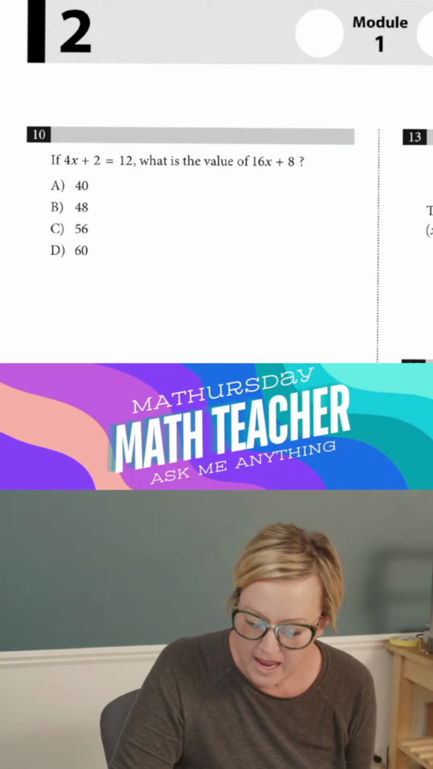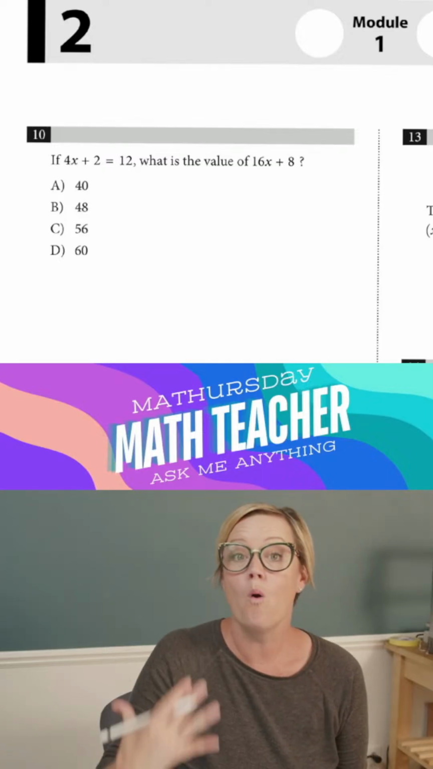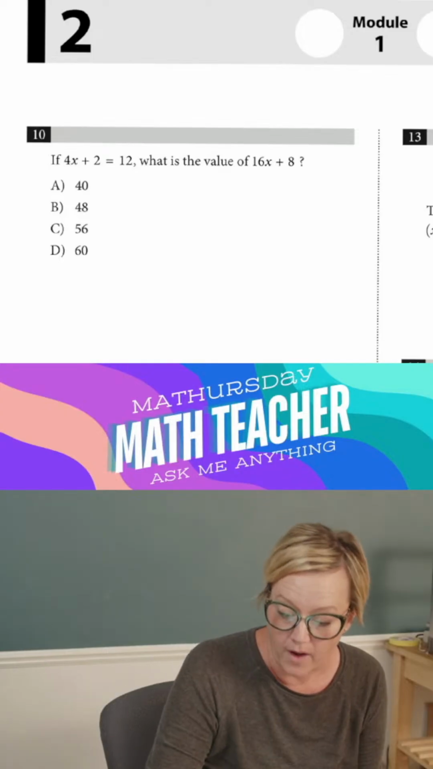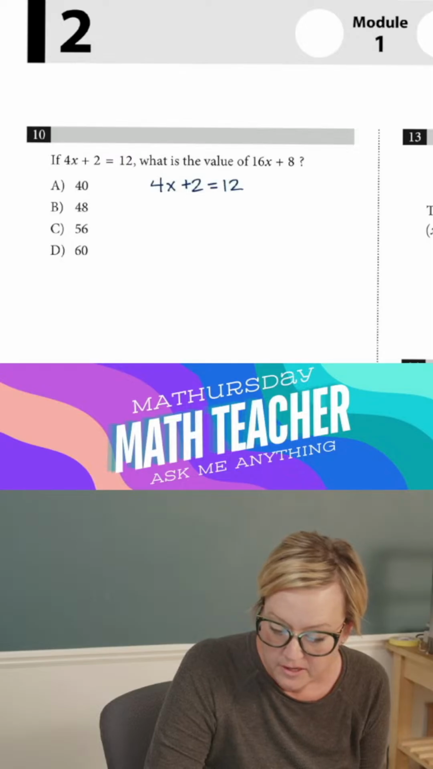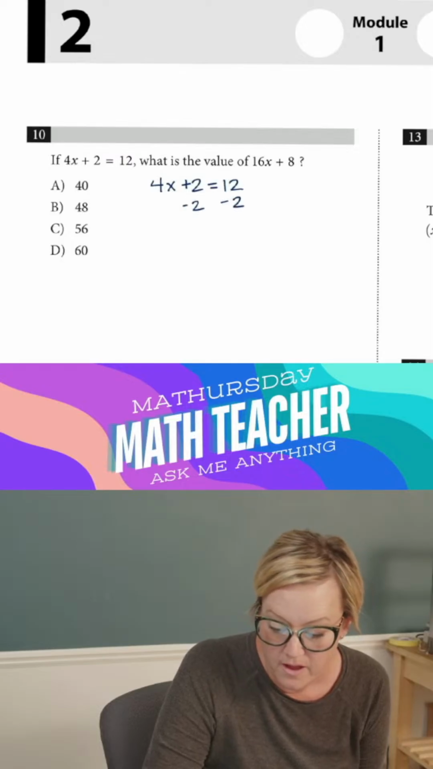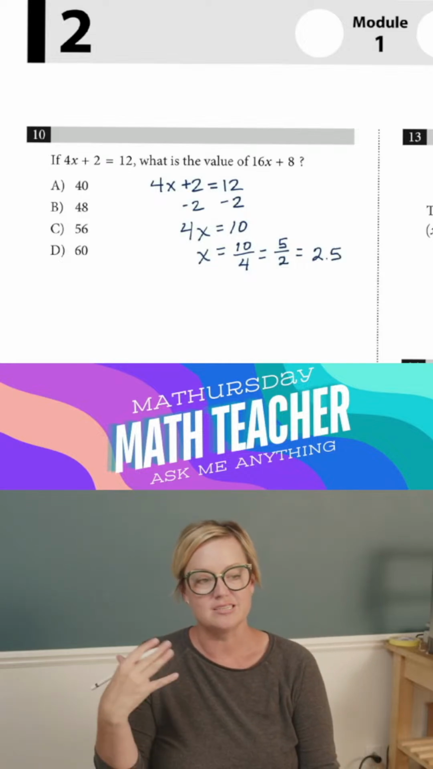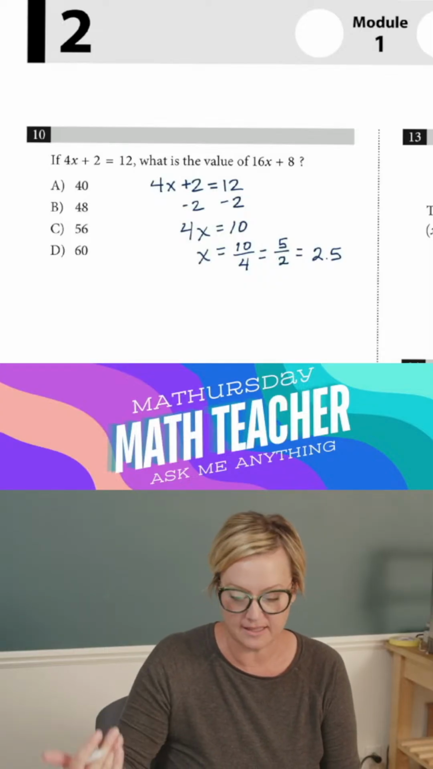Okay, so we've got: if 4x plus 2 equals 12, what is the value of 16x plus 8? One way that I could go about this is I could solve for x, right? I've got 4x plus 2 equals 12. So I could subtract 2, then I've got 4x equals 10. So x equals 10 over 4, which is 5 over 2, which is 2.5. And then I could plug that into 16 times 2.5 plus 8. Okay, I could solve for x and then substitute.